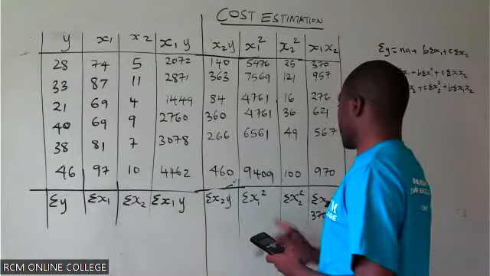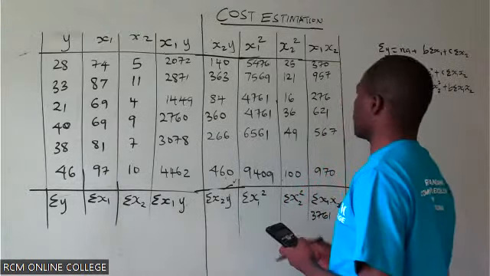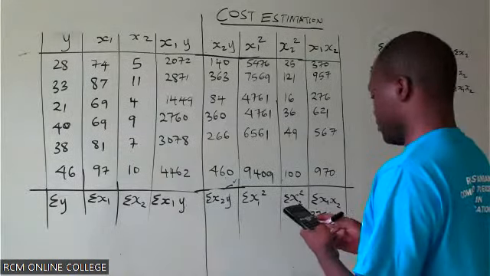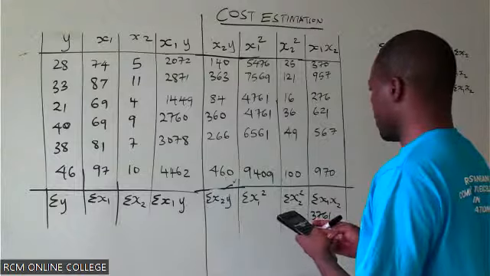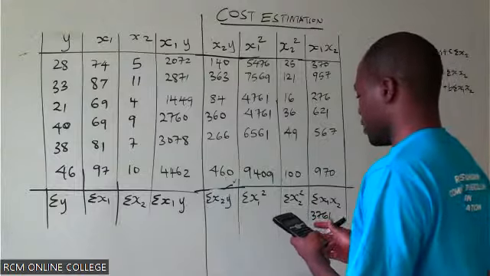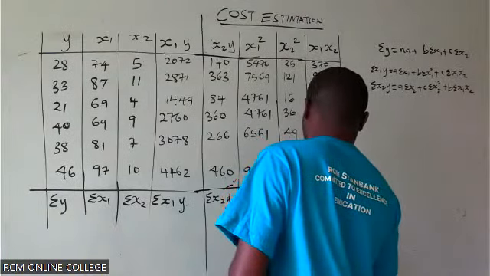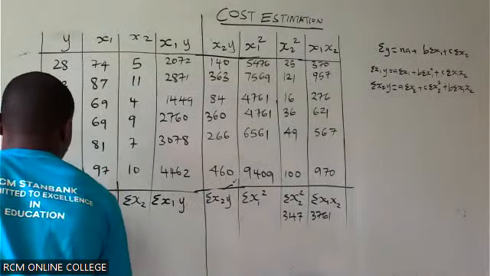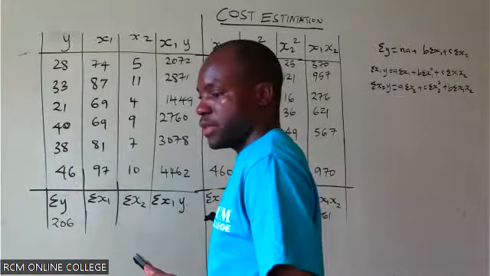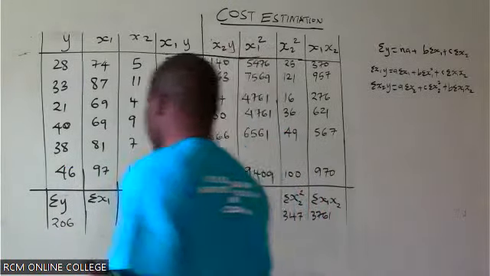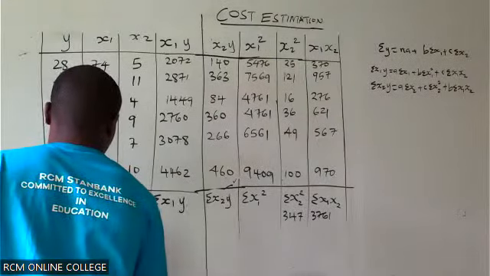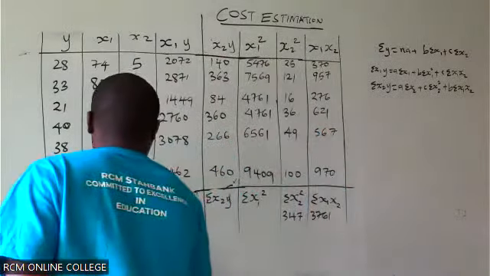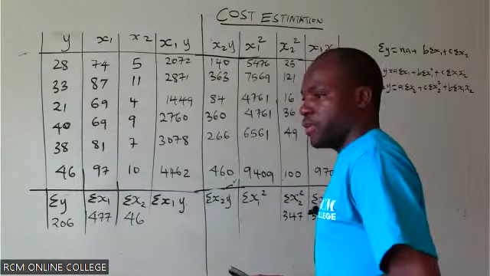Let me go to the second one. 25 plus 121 plus 16 plus 36 plus 49 plus 100. 347. Y is 206, thank you. X1 is 477. X2 is 46, thank you. Good. We are now remaining with this one.